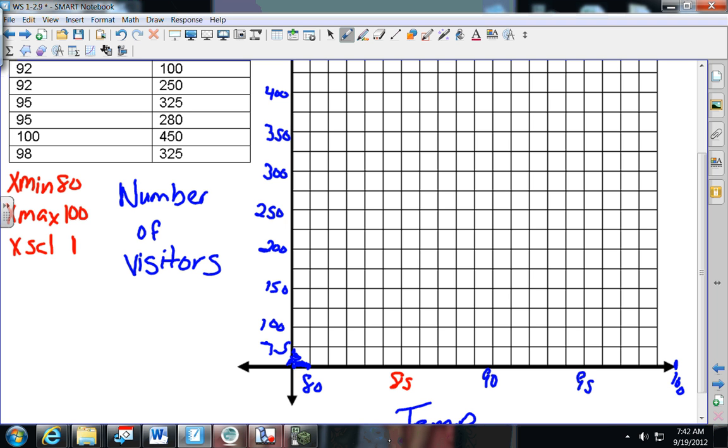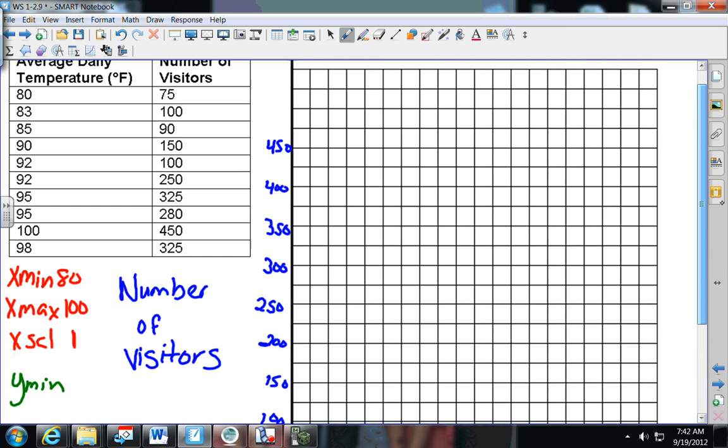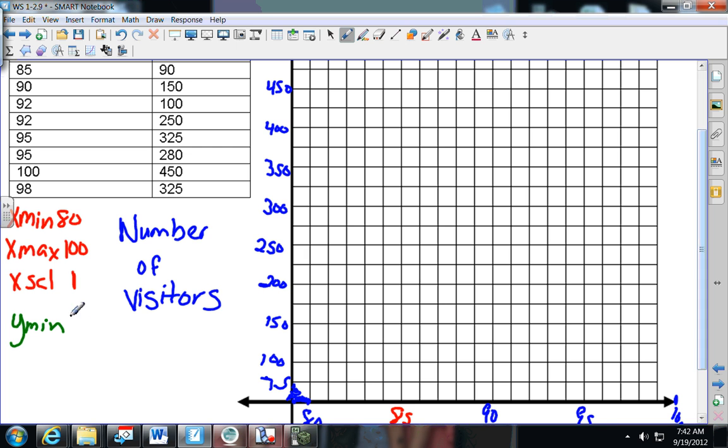Don't worry, it'll all come together in a little bit. Y minimum. What was the smallest Y number we had in that column? 75. Y maximum. What was the largest Y number?